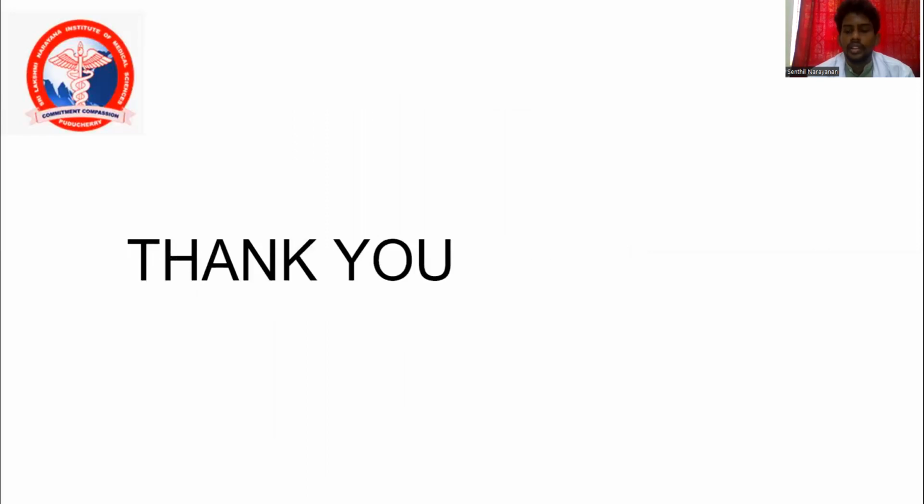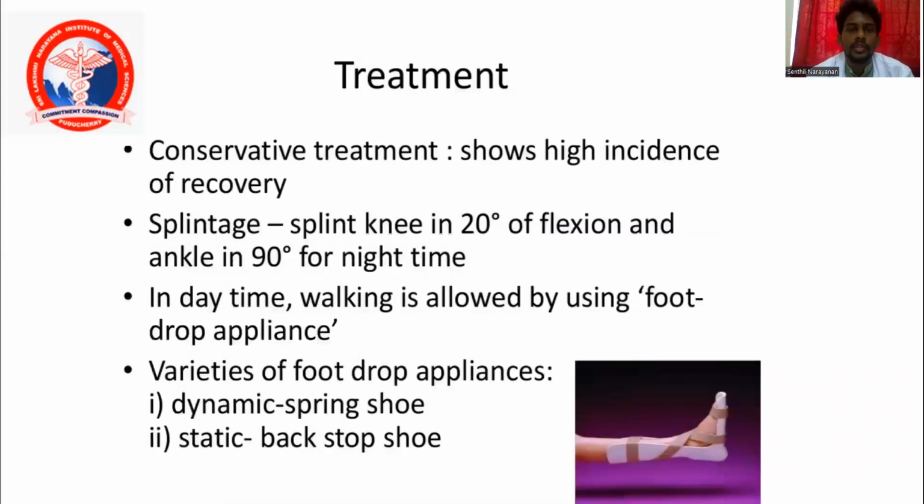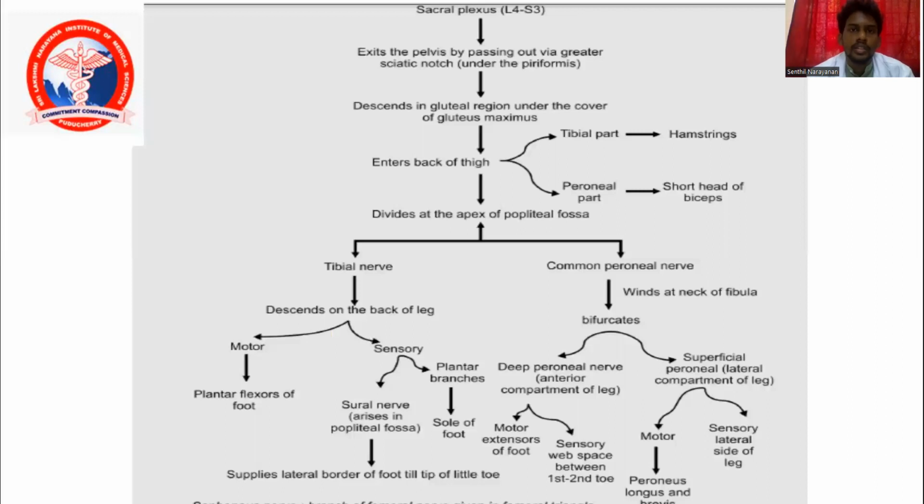So, to summarize today's topic, it is foot drop, due to involvement of the sciatic nerve. The sciatic nerve arises from the lumbar plexus L4 to S3, and then it exits the pelvis via the greater sciatic notch and passes below the piriformis and enters the posterior compartment of the thigh, and then it reaches the popliteal fossa where it divides into the common peroneal nerve and tibial nerve. The tibial nerve supplies the posterior compartment, and the common peroneal nerve supplies the anterior and lateral compartment of the leg.